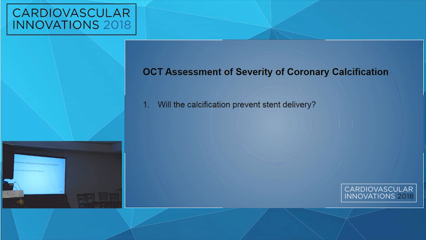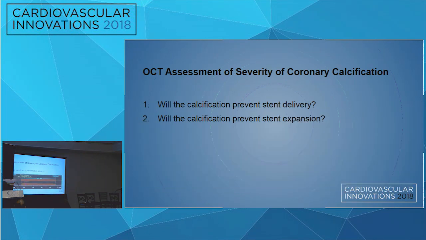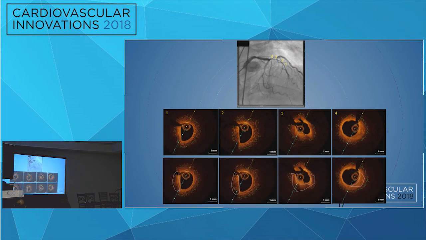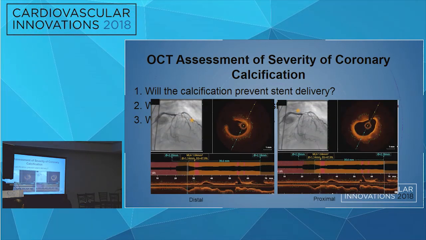Looking at OCT, we ask ourselves three questions. Will the calcification prevent stent delivery? In this situation, there's still a prominent lumen there. Will the calcification prevent stent expansion? This breaks down the calcification in this vessel, and I highlighted the calcification in the lower panels. In panel 3, which is the worst area of calcification just prior to that diagonal, the calcification is about a 180 arc, but definitely not 270. Based on the OCT, we were also able to identify good landing zones for our stent.